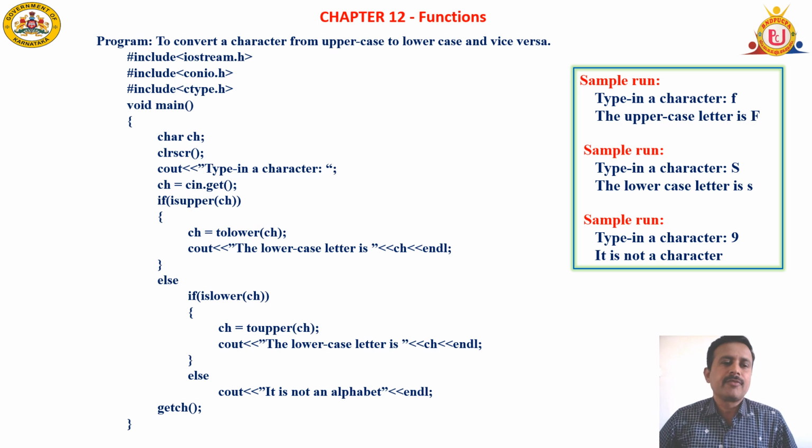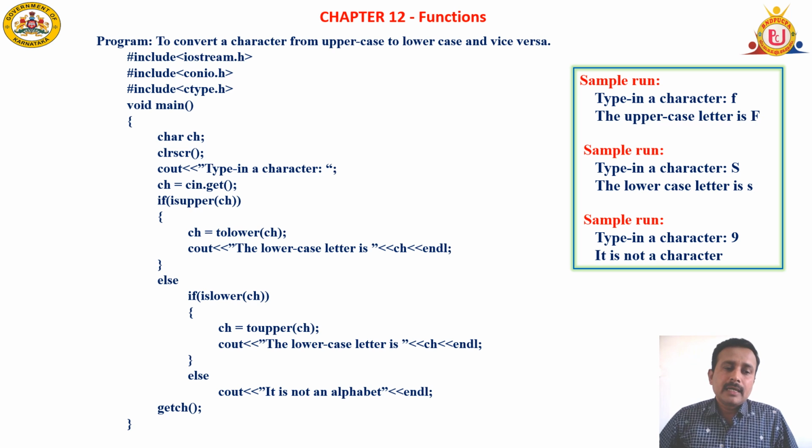Anything you can give, under the rules of naming an identifier. So clrscr will clear the screen. Then cout, type in a character. It is going to give a message, type in a character. Then ch equal to cin.get function. This function fetches a character from the user and assigns it to the variable called ch.